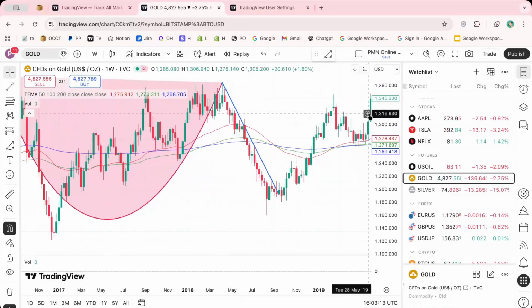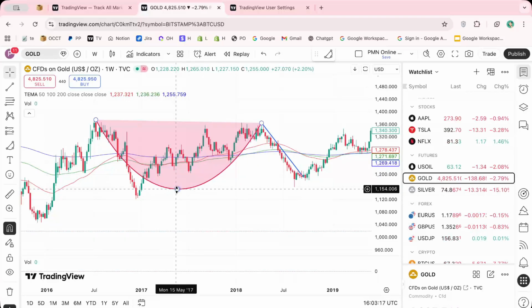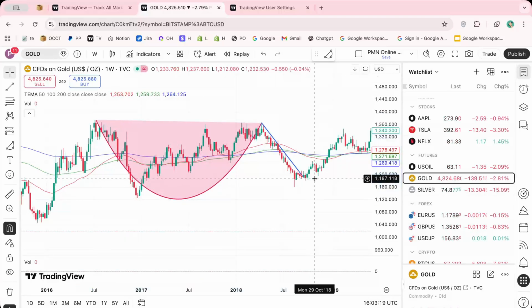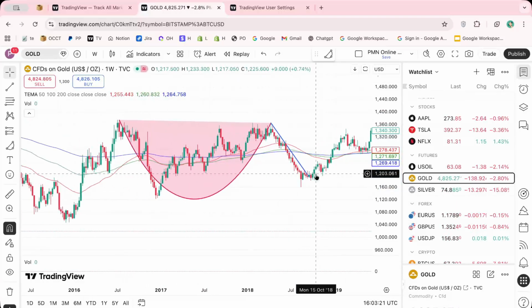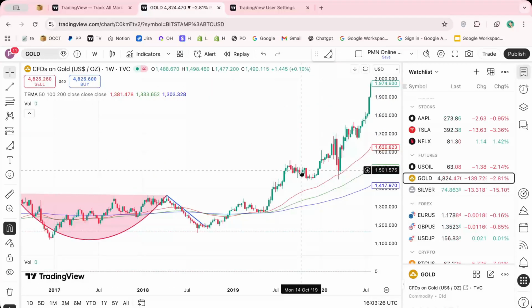There's an additional step you might find useful when drawing the handle. You can mark the lower boundary of the handle's pullback. This step is particularly valuable if you want to set a stop-loss level, providing a point below which you might decide to exit the trade to manage risk effectively.